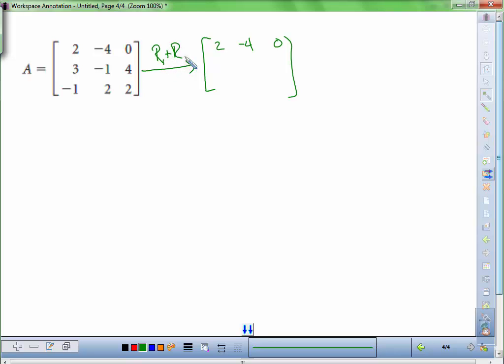Well, this is where you want to be careful, right? There's a lot. We could swap rows and stuff like that. We're trying to stay away from swapping rows. And so the first thing I want to do is multiply row 1 by 3/2.